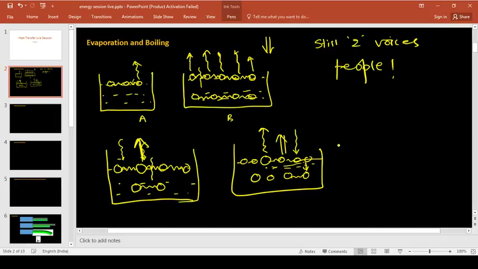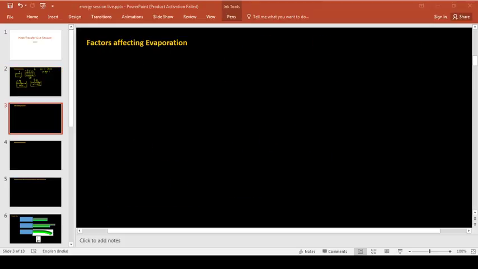And in evaporation, suppose you have a wider vessel, so A and B, you can see that vessel B is wide, so that means there are more molecules on the surface, so the possibility of highly energetic molecules also becomes more. So that means from the wider vessel, the evaporation is comparatively more, right? Now we will understand the factors affecting the evaporation.